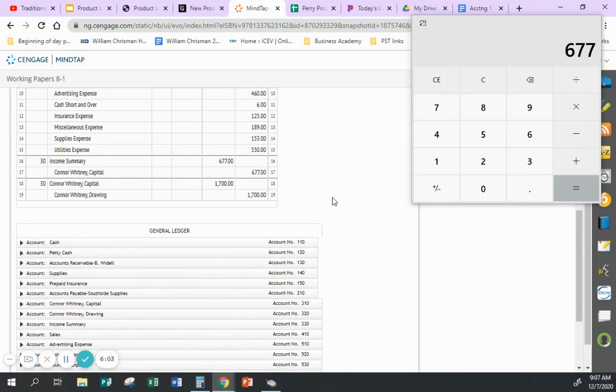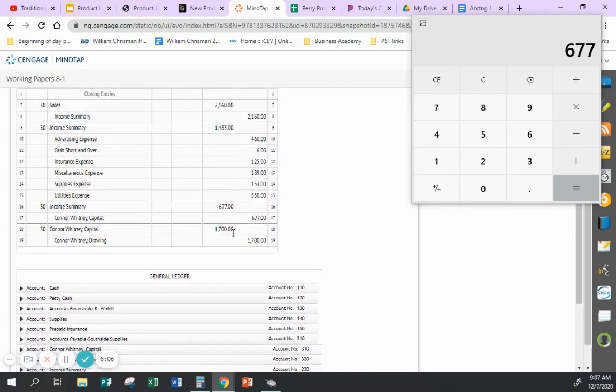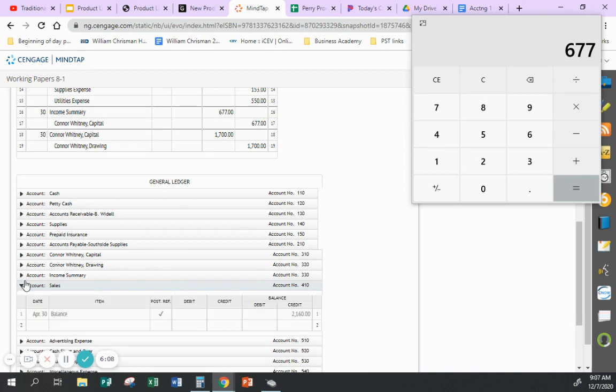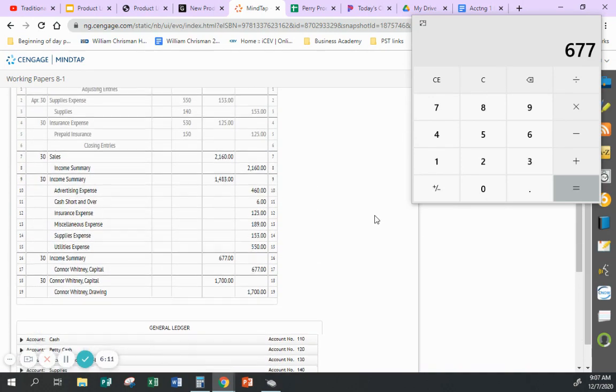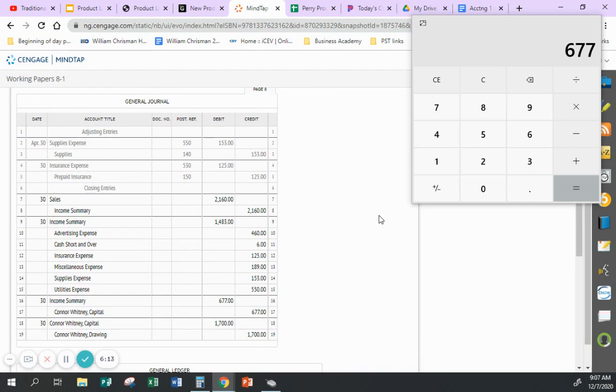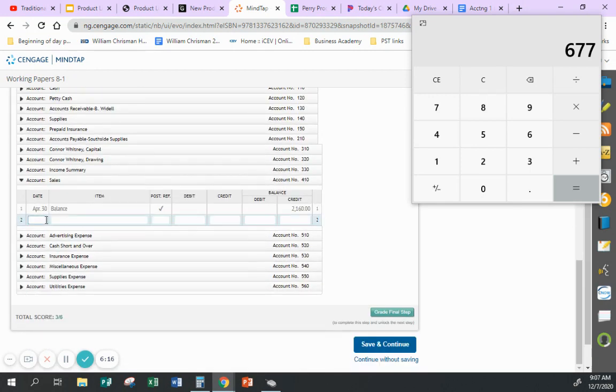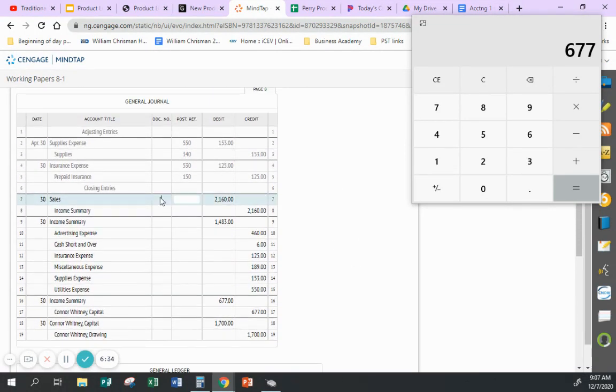And then you're just going to post these. And I'm going to post a couple of them for you, and then I'm going to go on and let you finish those up yourselves. So our debit to sales on the 30th, and this is G8, is 2160. Since we have a credit balance of 2160 and a debit transaction, that's going to leave you a zero balance in your sales account and close that out, which is the point of these transactions. So we do have to come up here and put the account number in there. Don't forget to do that.